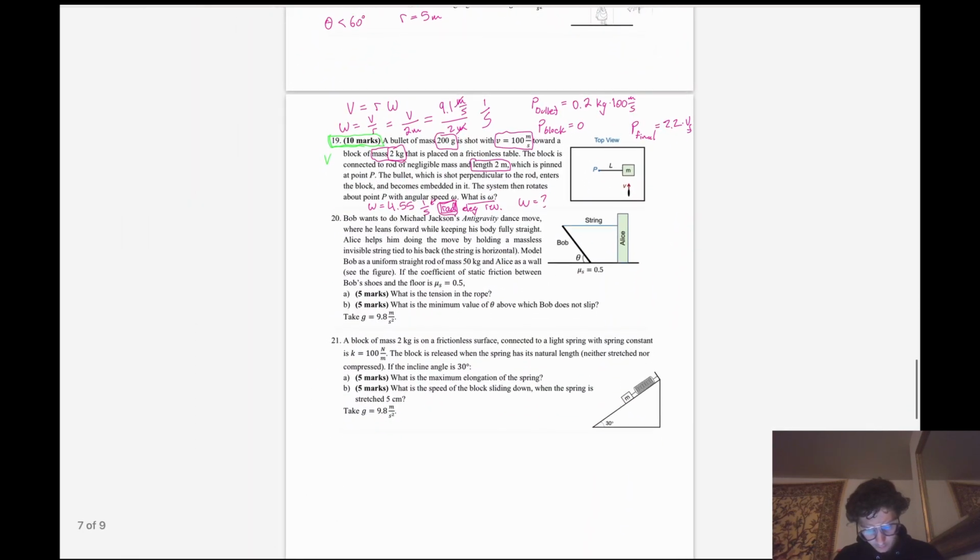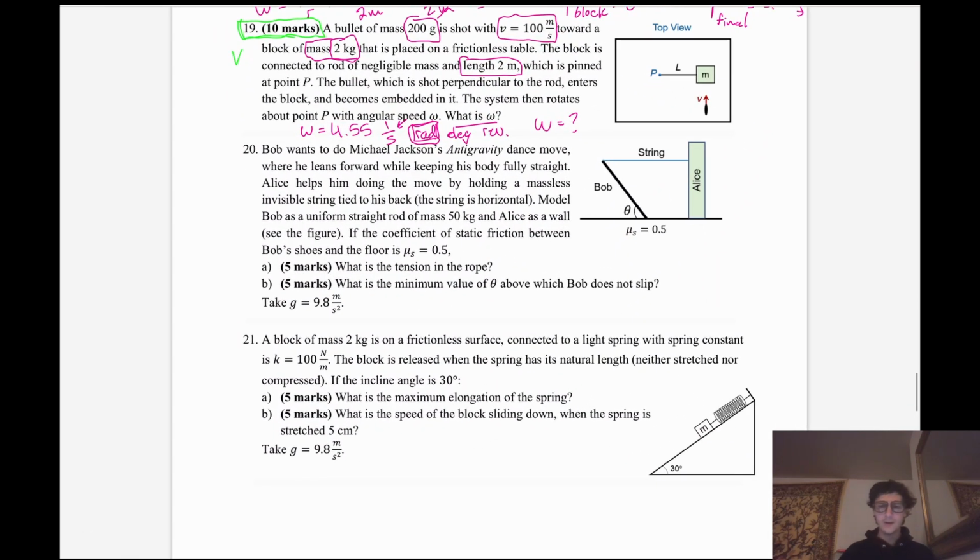So it looks like we've answered 2 out of the 6, and then 2 are a bit confusing. Let's take a look at the last 2. We're making all right time, all right? We're 1 hour in, we've almost gone through the whole exam. At least we've read the whole exam and we've solved some problems. I think we're chilling. Bob wants to do Michael Jackson's anti-gravity dance move.